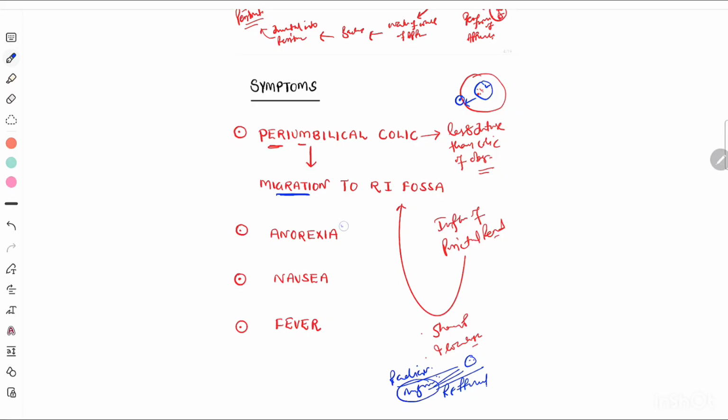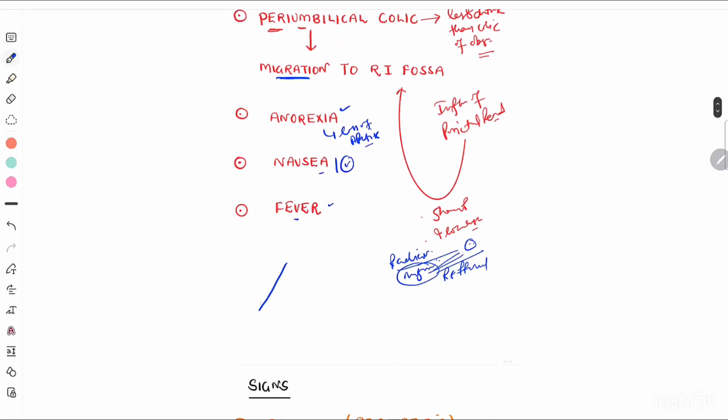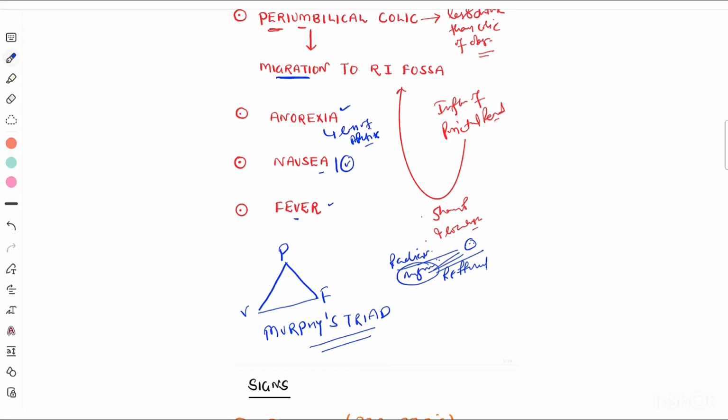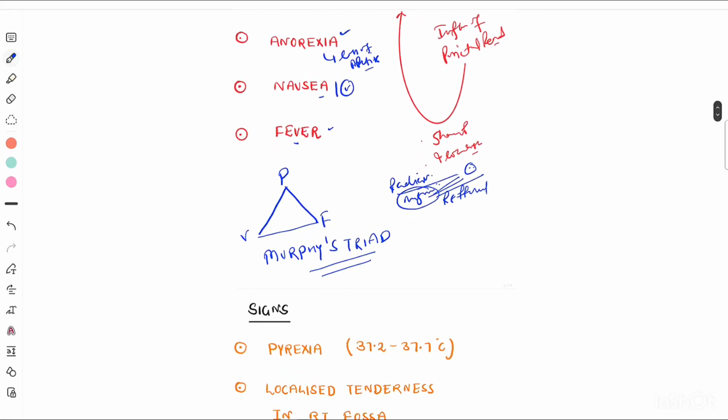And there is a complaint of anorexia, meaning loss of appetite, and there is nausea or vomiting and fever. So this is the triad: pain, vomiting, fever. This triad is known as Murphy's triad. The name of the triad is Murphy's triad. So by this triad you can remember the symptoms of appendicitis.